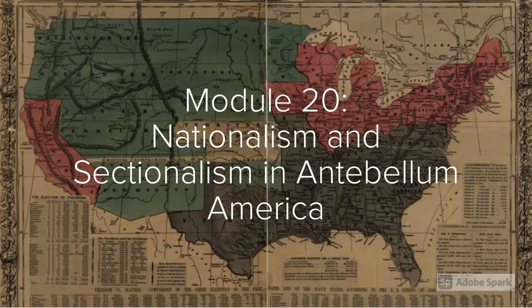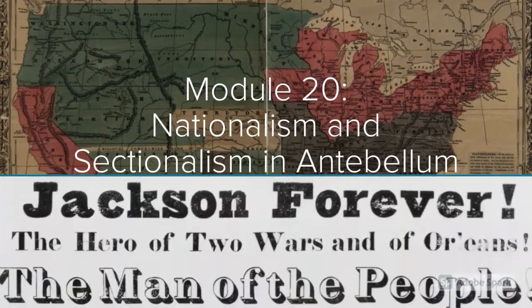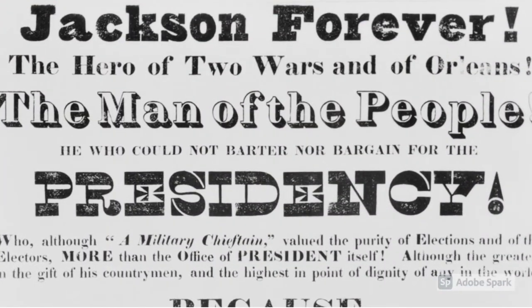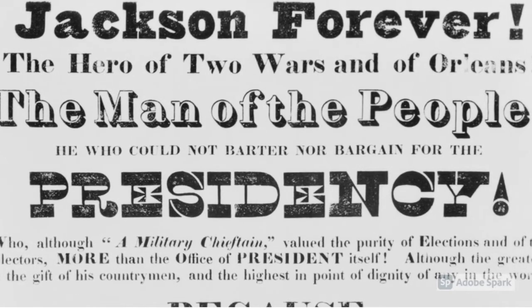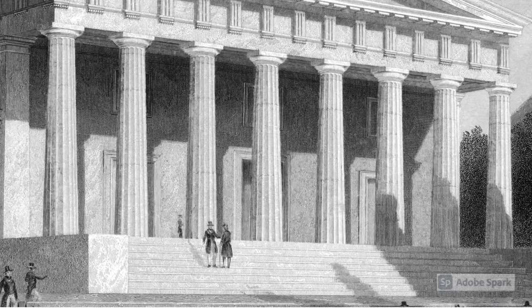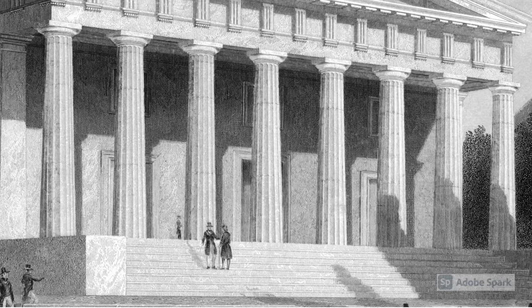Welcome to Module 20, Nationalism and Sectionalism in Antebellum America. In this module, we will examine the economic and political developments which led to the election of Andrew Jackson in 1828.